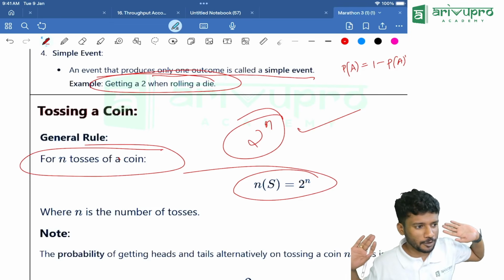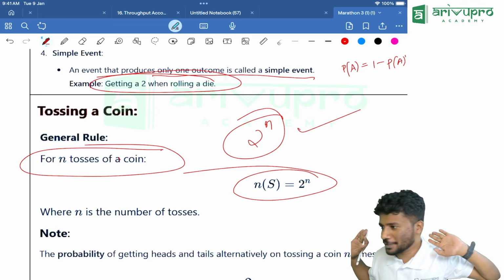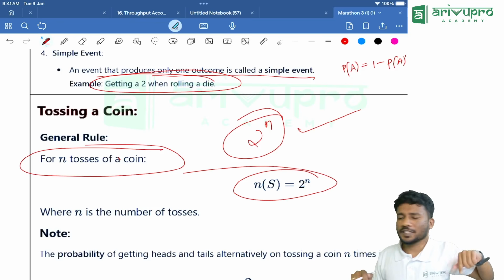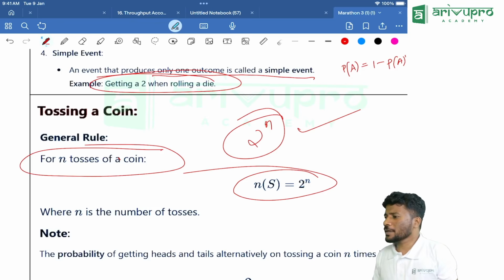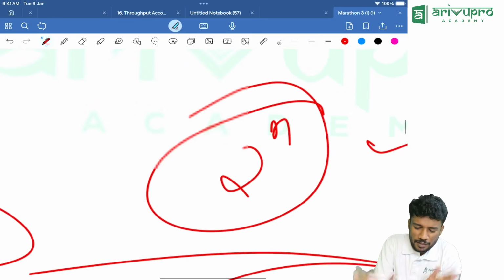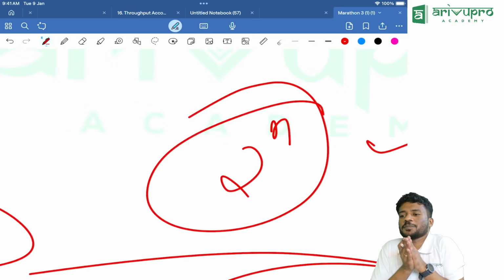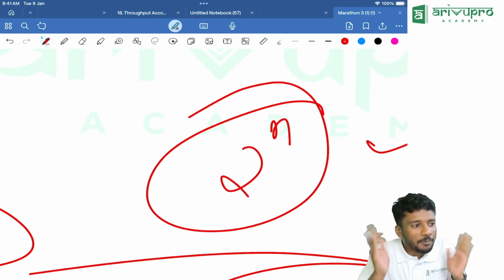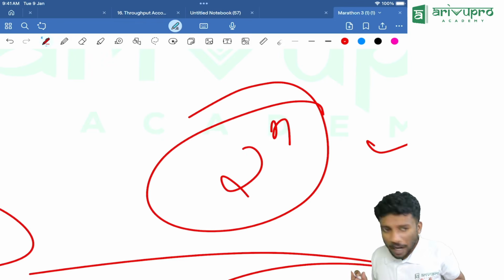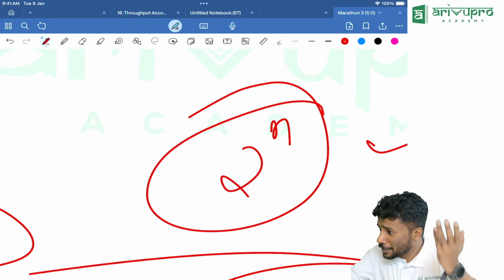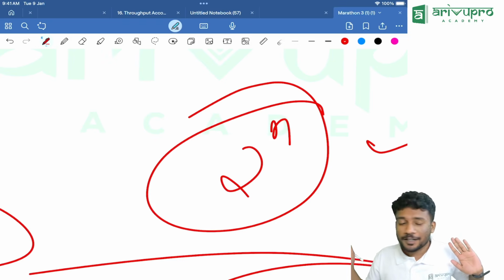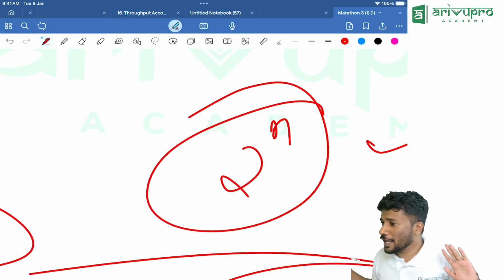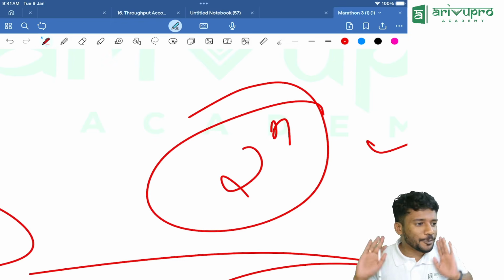No, don't go back and check. Think. What is the formula for that? It is in chapter 5, permutation and combination. What was this formula? 2 raised to n. With respect to what? Whatever you are doing now itself is the formula. You are not answering the question.